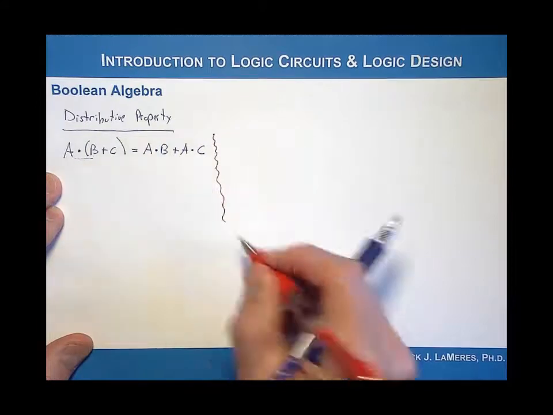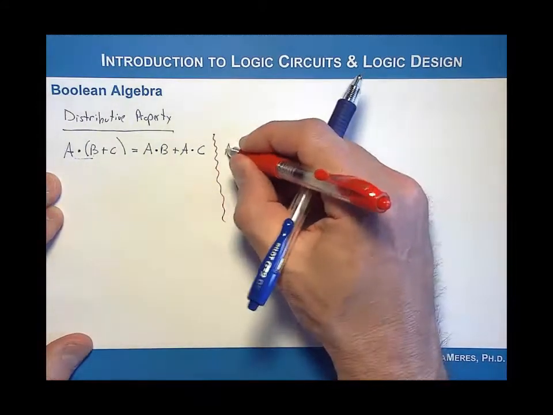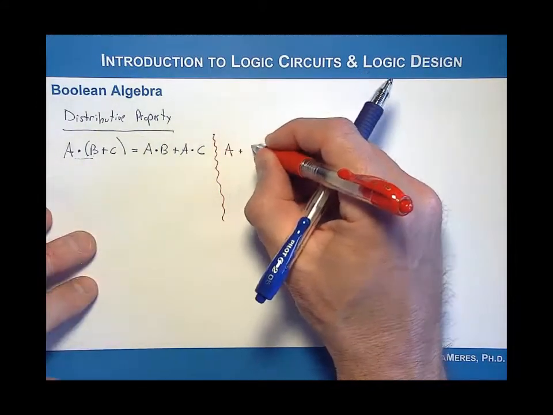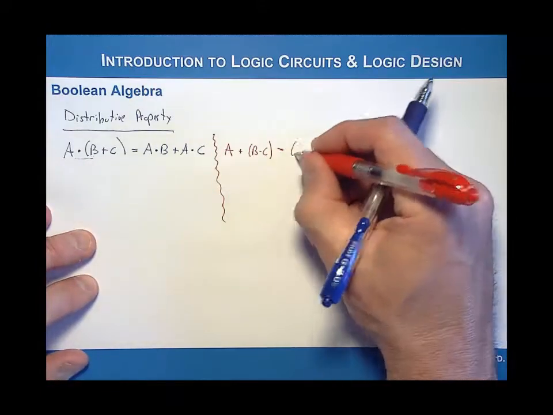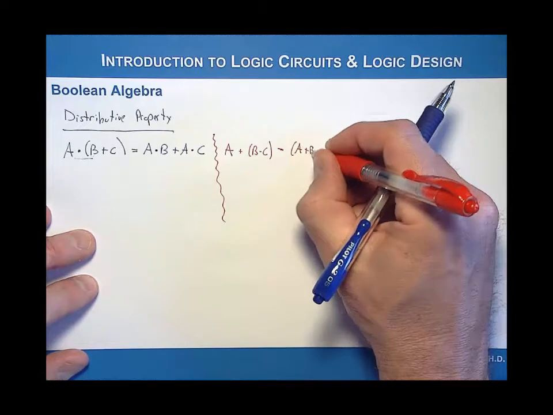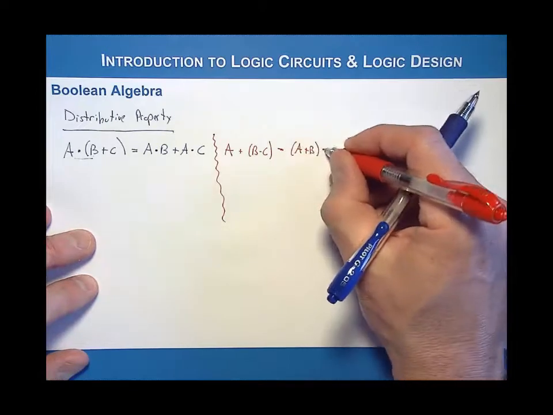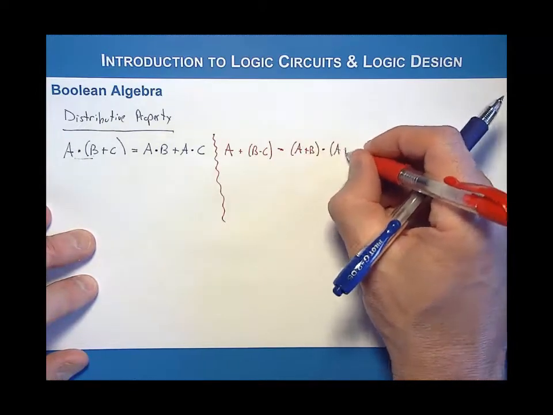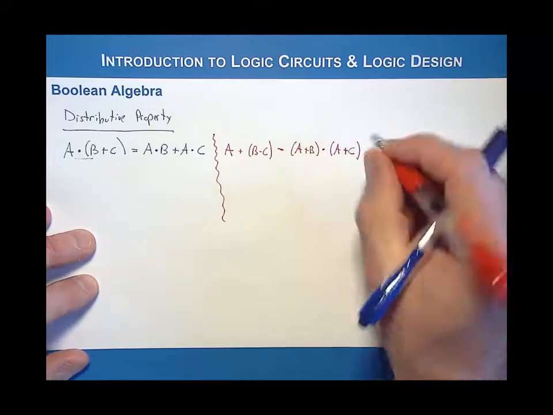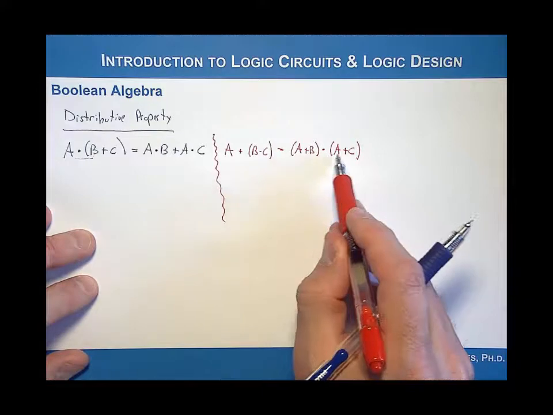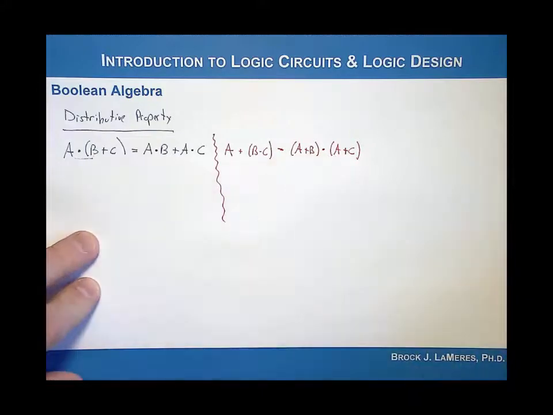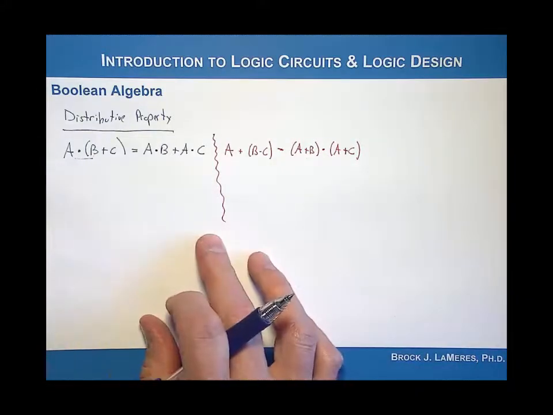So I have the dual right here, where I'm going to have A ORed with B ANDed with C. So that's equal to A ORed with B, distribute it through, ANDed with A ORed with C. So it distributes through. So you say, well, how is this of any interest to us?